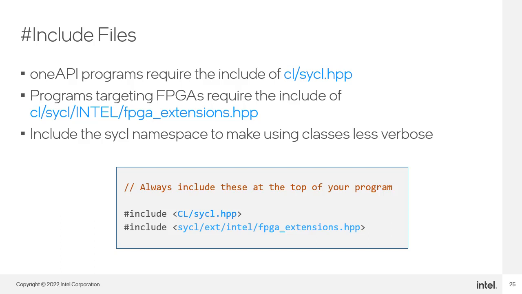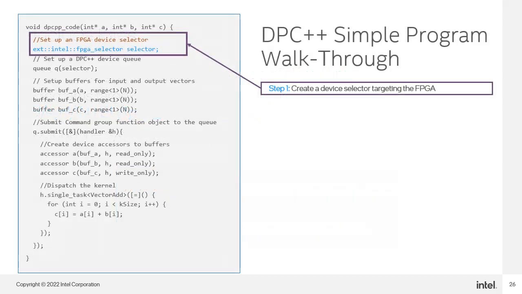Now that we have run through the fundamental classes for writing a DPC++ program, we will take a look at an example that will walk us through the basic steps in creating a oneAPI program targeting an FPGA as the accelerator device. This example code is a simple walkthrough of the DPC++ program. The first step in writing your DPC++ code is to create a device selector that will target the FPGA or whatever accelerator device you have in mind.